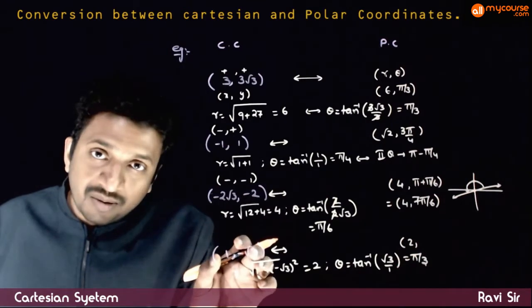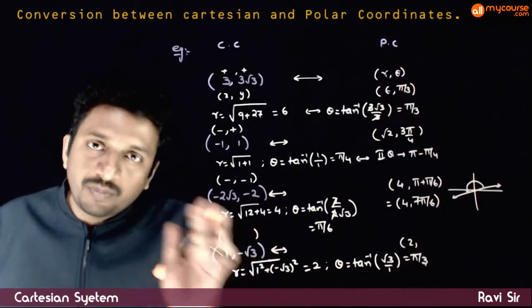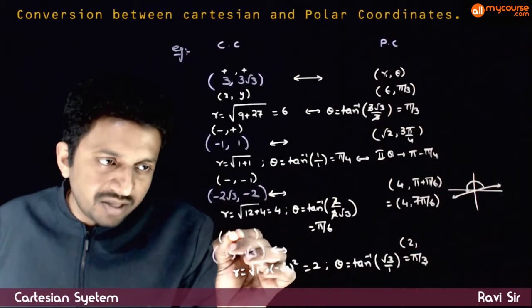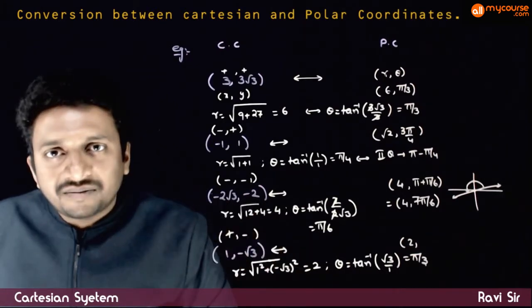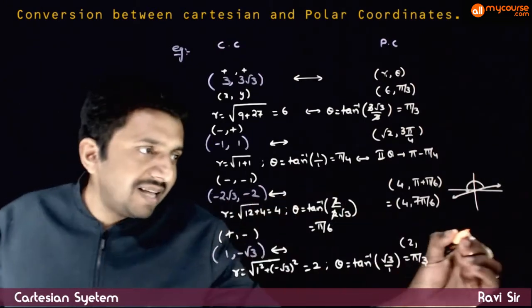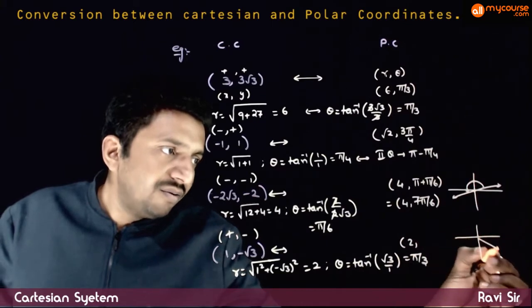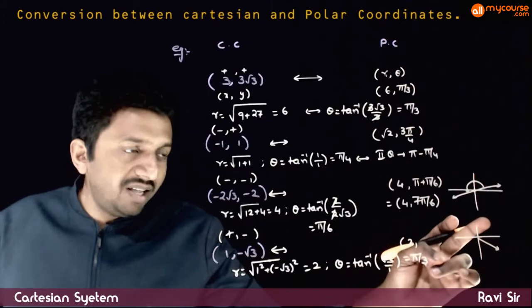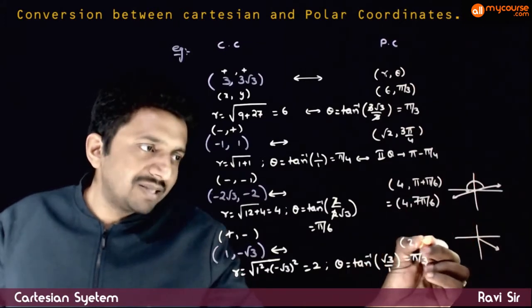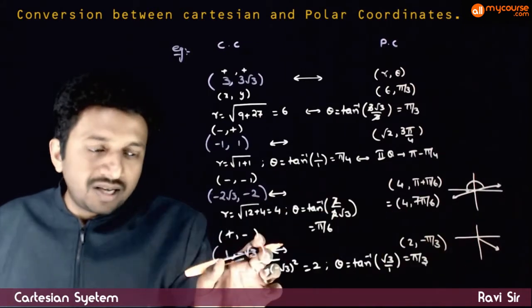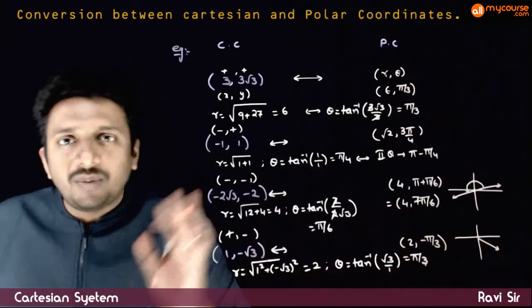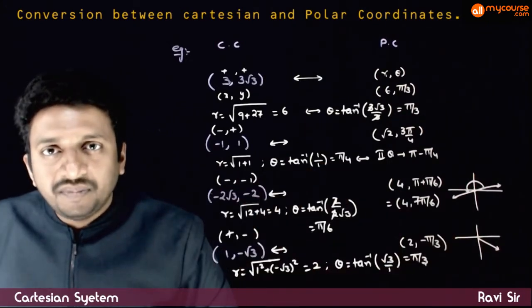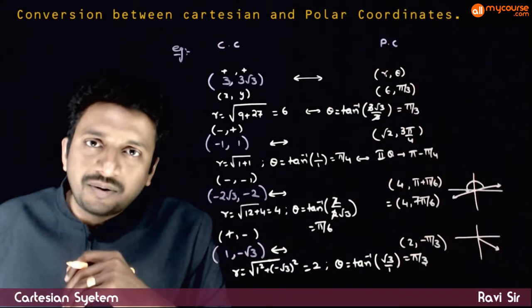Now go to the point and see the quadrant in which the point lies. X coordinate is positive, y coordinate is negative. It means the point lies in the fourth quadrant. So what is the allied position to pi by 3 in the fourth quadrant? Minus pi by 3. So the corresponding polar coordinates are 2 comma minus pi by 3. So this is how you find the polar coordinates.